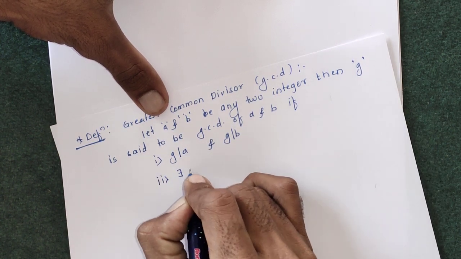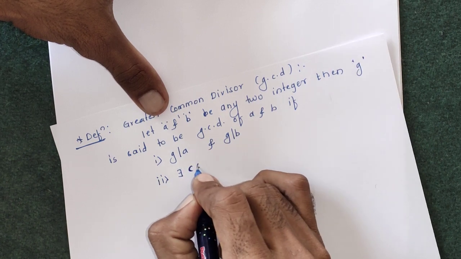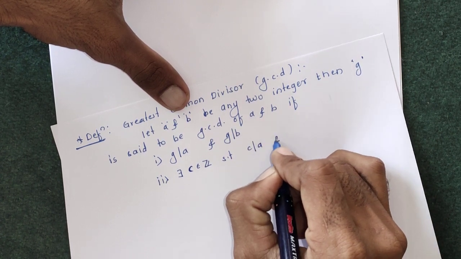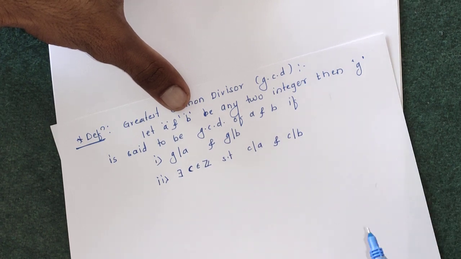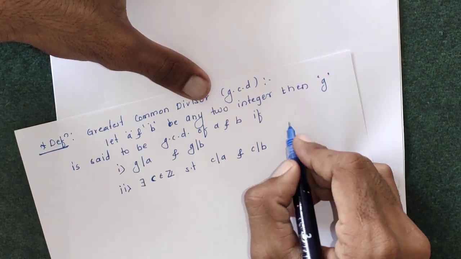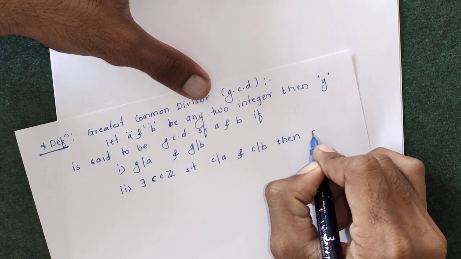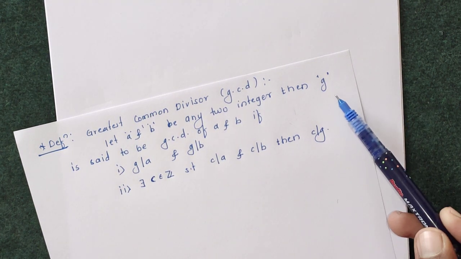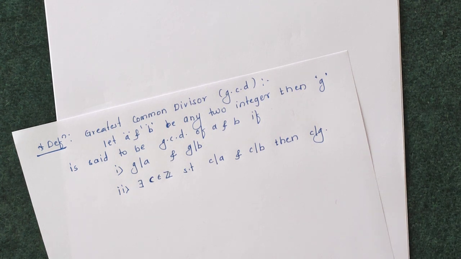Secondly, if there exists another common divisor, suppose C, such that C divides A and C divides B, that is C is another common divisor of A and B, then C must divide G. Then we say that this G is greatest among all the common divisors of A and B. For greatest common divisor, G must be a common divisor of A and B, and this G is greatest, that is largest or biggest among all the other common divisors of A and B.